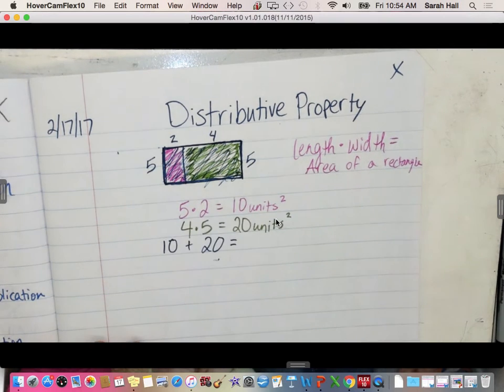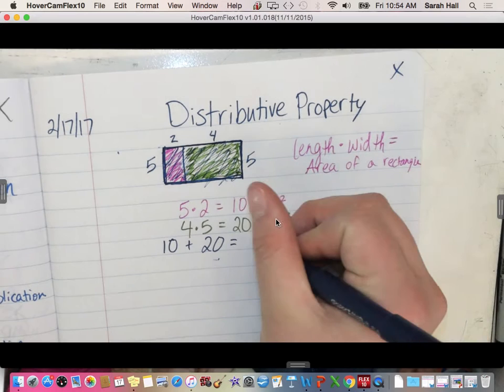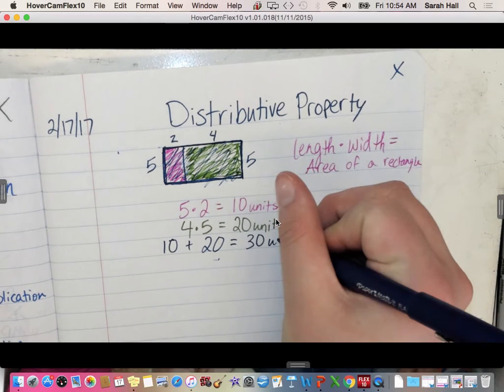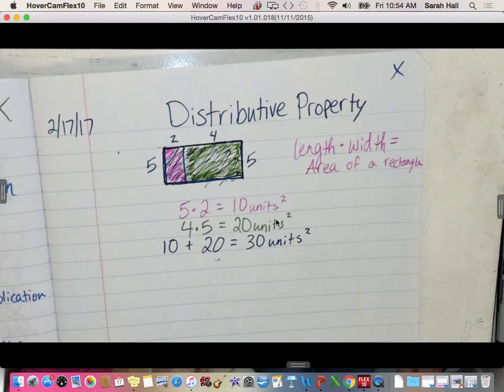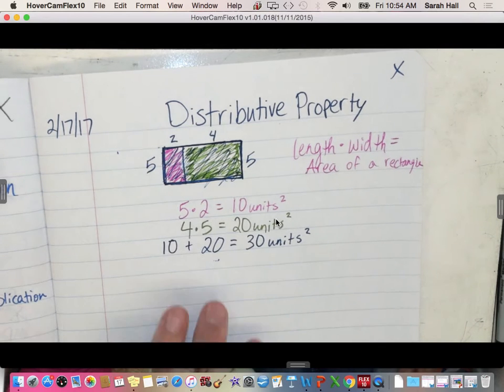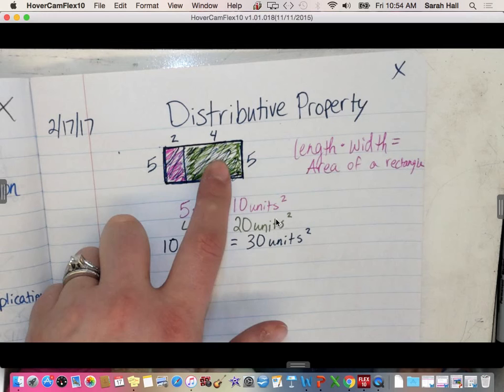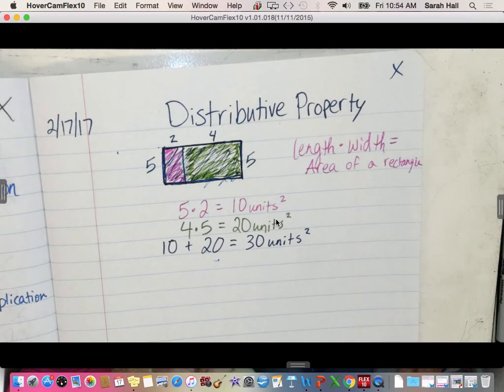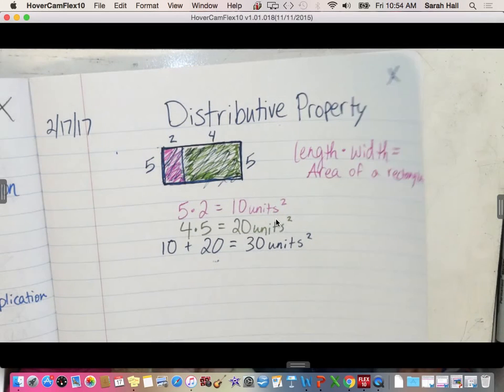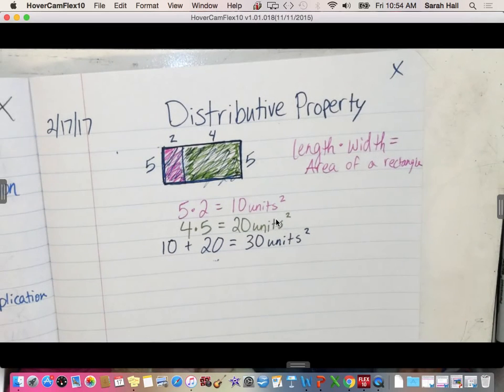So what's the area of the entire rectangle if I add them together? Jose? 30 units. Good. So I took the area of the smaller one plus the area of the bigger one to make the entire thing. Okay? Is there a way that I could do this without finding the area of each one? Nancy, you have a question?